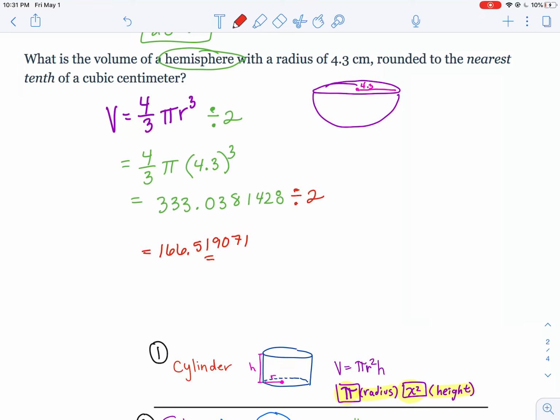Okay, check for rounding. If the second digit past the decimal is 5 or bigger, it would bump the number in front up 1, but it is not. So my final answer is 166.5. And that's it, guys.